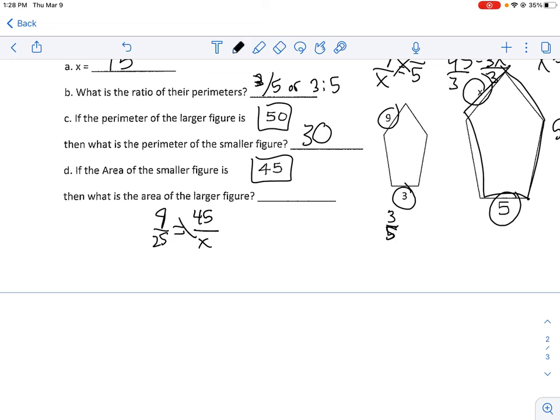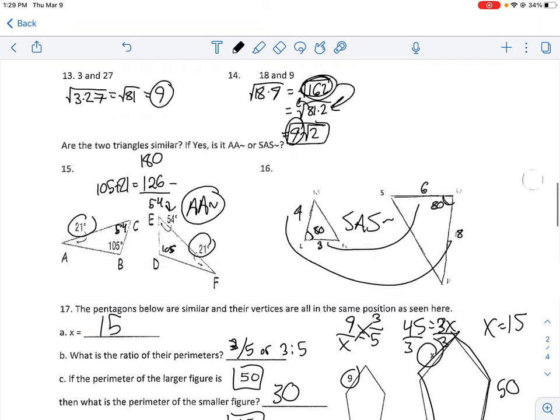So cross multiply, 9x is equal to 25 times 45. Nice even 1125. Divide by 9 on both sides. That gives me x is equal to 125, and that's how I find that.